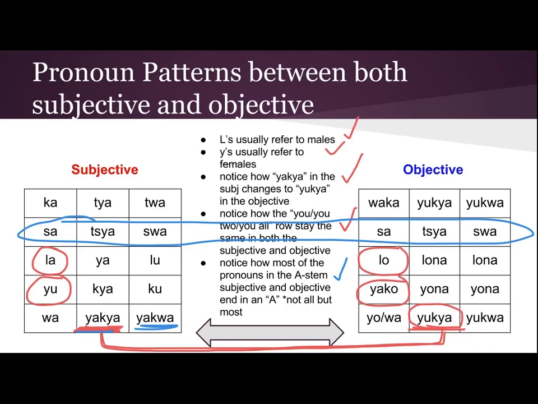We said that yagya changes to yungya. Well, yagwa in the subjective third column will also do the same thing. That yak will change to a yuk, and we have yungwa. And also that yungwa and yungwa, the top and the bottom are the same. So when you're writing them out, if you can remember those patterns, that will help you to identify the pronouns of each stem.